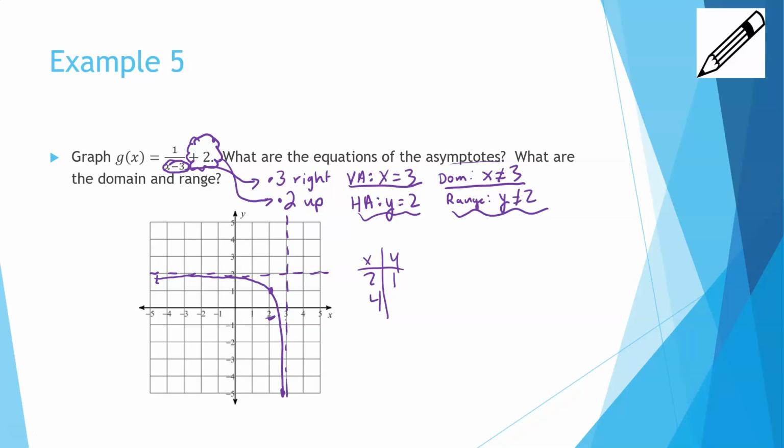I'm also going to check 4. 1 over 4 minus 3 is 1. 1 over 1 is 1. Oops. Plus 2 is 3. So there's a point at 4, 3. And again, it's along those asymptotes. Okay, so here it was looking for the graph. That would be sufficient, and it's looking for this information.